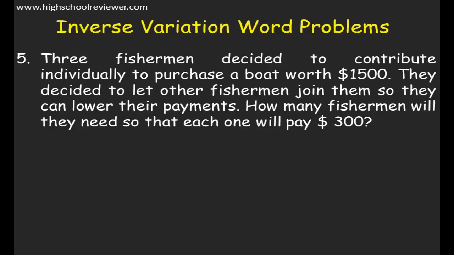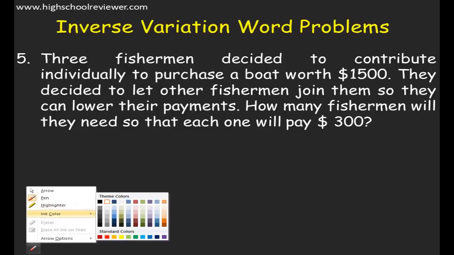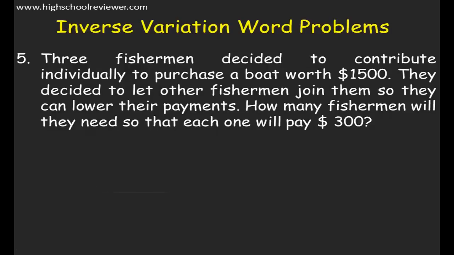Problem number 5. 3 fishermen decided to contribute individually to purchase a boat worth $1,500. They decided to let other fishermen join them so they can lower their payments. How many fishermen will they need so that each one will pay $300? So first, we need to represent y. So we will represent y as the number of fishermen.